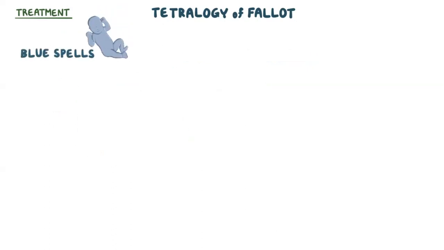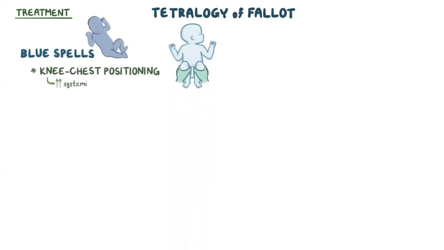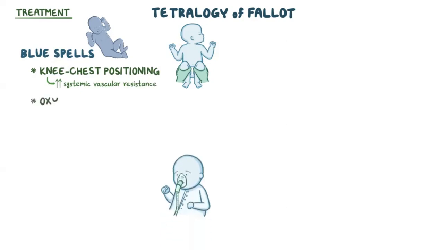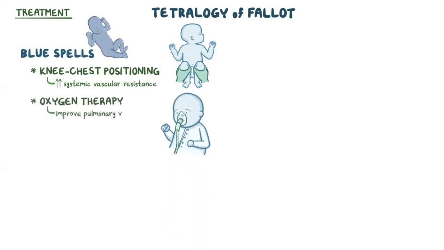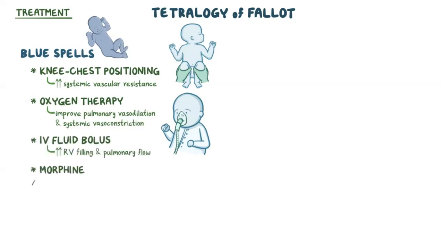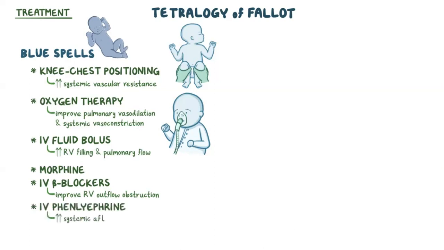Blue spells require a rapid and aggressive approach including knee-chest positioning to increase systemic vascular resistance, oxygen therapy to improve pulmonary vasodilation and systemic vasoconstriction, intravenous fluid bolus to increase the right ventricular filling and pulmonary flow, morphine, IV beta blockers to help improve the right ventricular outflow obstruction by relaxing the muscle, and intravenous phenylephrine to increase systemic afterload.